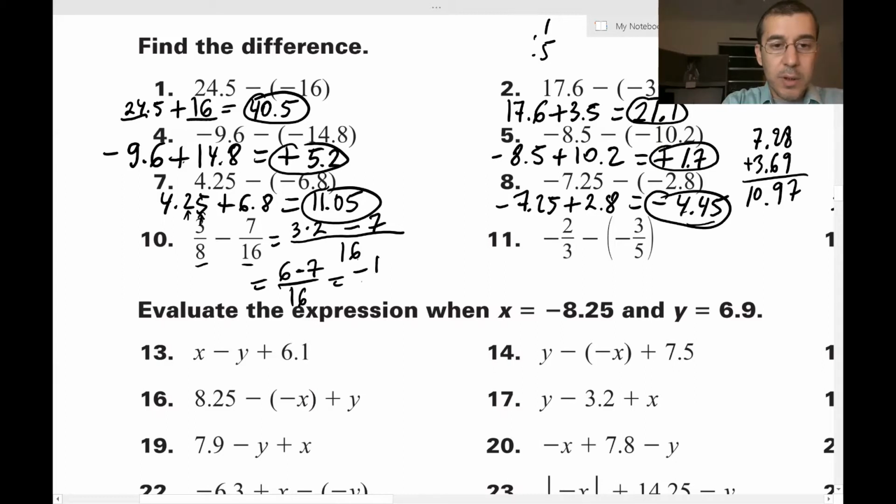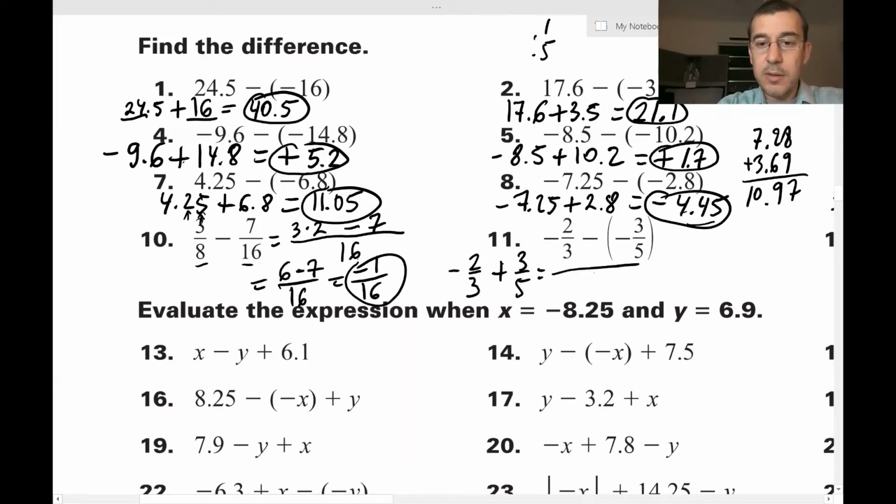Or this is minus 1 over 16. Okay. Number 11, we have minus 2 over 3, minus minus, so that becomes plus 3 over 5. The greatest common denominator is 15. 3 times 5 is 15, so we multiply 3 by 5.